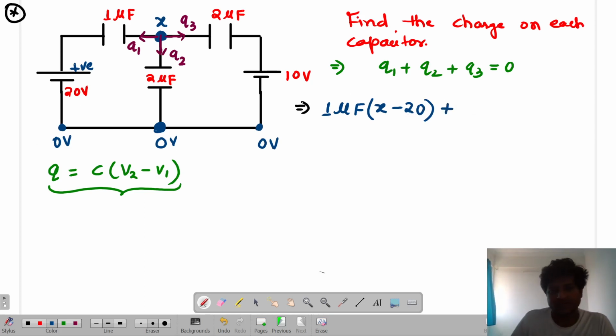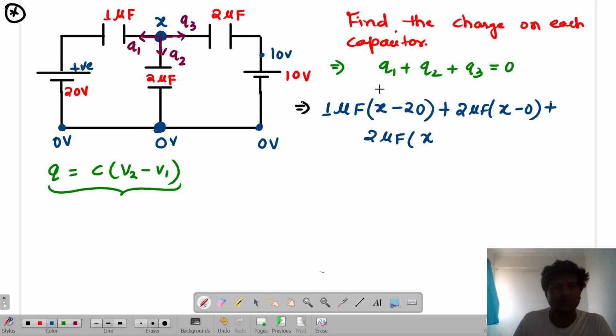Plus, for this Q2, this is my Q1. Q2 is how much? See, capacitance is 2 microfarads. Potential is X. There is no battery, so X minus directly 0. Are you able to get me or not? Q3 is 2 microfarads. This is X or not? So X, once again, this is 10. So I'll get plus 10 over here or not? And here it is 0. Are you able to get me? So X minus 10 is equal to how much? 0.